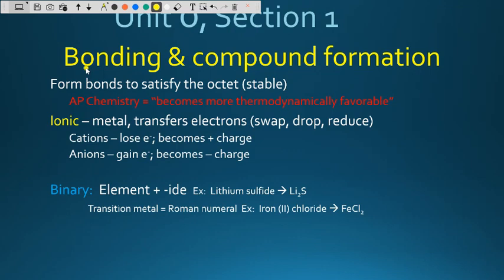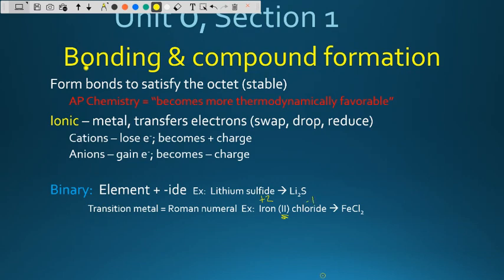But in AP Chemistry, every single transition metal, because there are so many variations out there, will need a Roman numeral. And that's where this comes in. That Roman numeral tells me the charge of that particular element, that particular ion. So that Roman numeral 2 means that the charge on the iron was a 2.